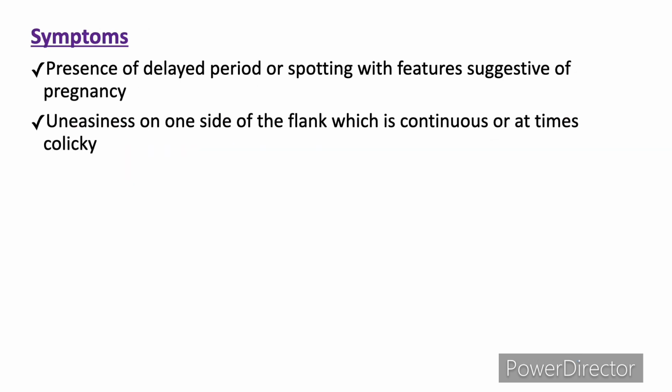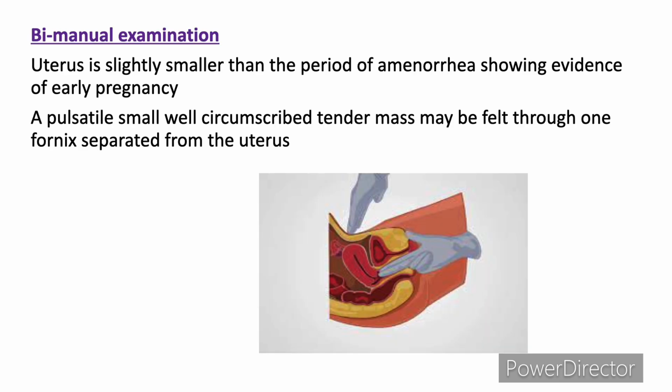The symptoms include presence of delayed period or spotting with features suggestive of pregnancy, uneasiness on one side of the flank which is continuous or at times colicky in nature. The signs which you can see in bimanual examination: uterus is slightly smaller than the period of amenorrhea, showing evidence of early pregnancy. A pulsatile, small, well circumscribed tender mass may be felt through one fornix separated from the uterus.